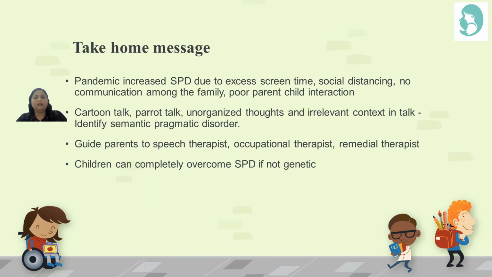Guide other parents if you see other children having these issues. Parents should guide each other and send them to a speech therapist, occupational therapist, and remedial therapist. These 3 therapies are required for children who have semantic pragmatic issues. Children can also be taken to a developmental pediatrician, get evaluated, and then start the therapies. Children can completely overcome semantic pragmatic disorder if it's not genetic and is identified in early stages. They can have social communication and social interest developed if it is identified early.